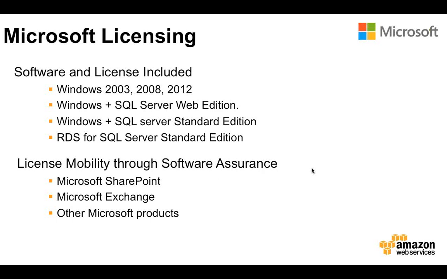Also, we have the relational database service. That means the option of AWS managing your database as a service, and we provide a SQL Server engine for relational database service with a Standard Edition license. There is also the option to bring your licenses through license mobility and through software assurance. So this includes software such as SharePoint, Microsoft Exchange, and other Microsoft products.